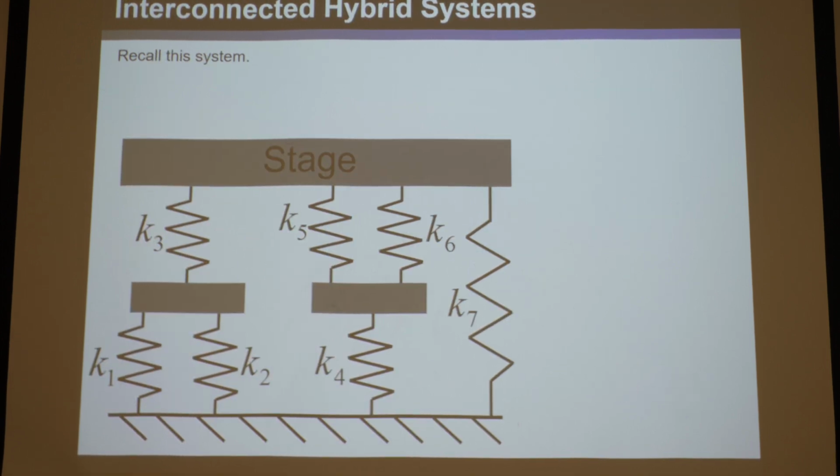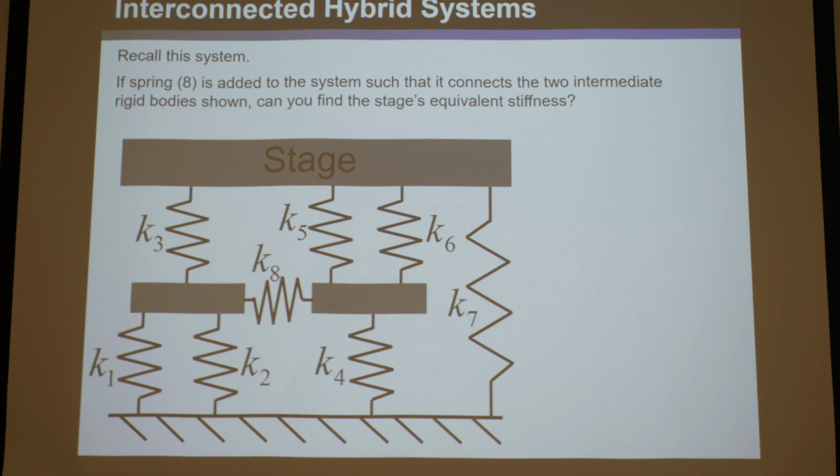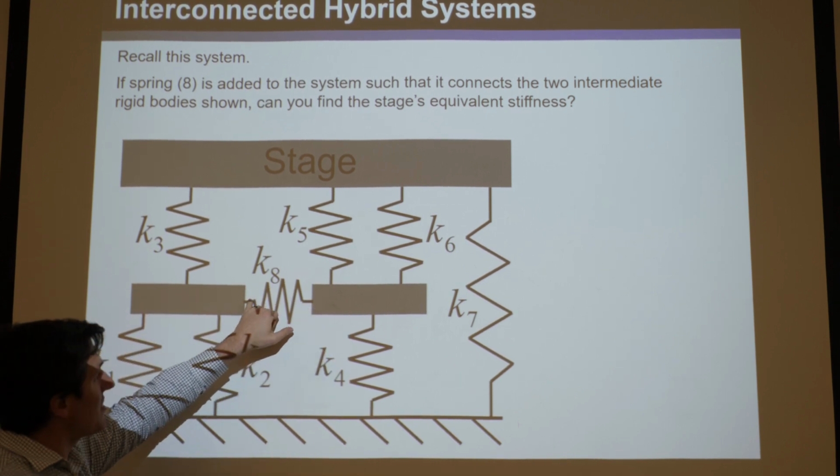Okay? So this is a nice way that you guys can solve this. All right, but I'm about to show you a way that you can know how those intermediate stages move, and it's not too complicated. And I'm going to give you a tool here. Okay, so say you have this system. Now say we add this. Say we interconnect these intermediate bodies with a spring here.